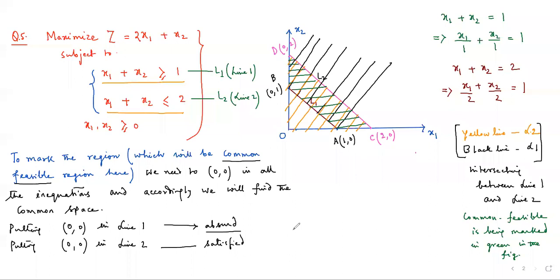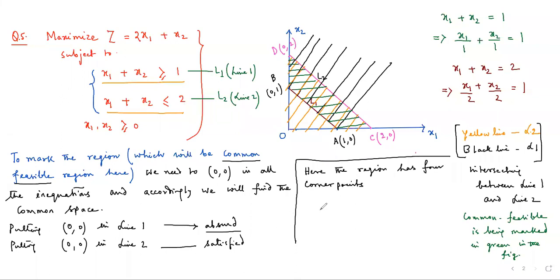Now, this green colored portion is the common feasible region, and the corner points. How many corner points are there in this particular case? Four. So the common feasible region has 4 corner points. What are these? A is (1, 0), B is (0, 1), C is (2, 0), and D is (0, 2).